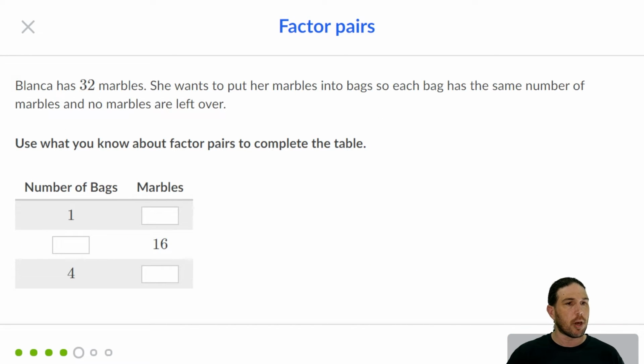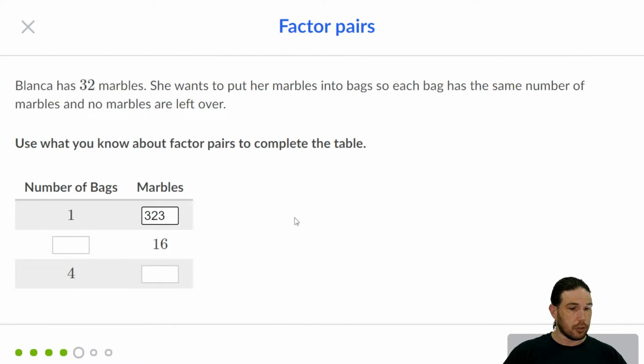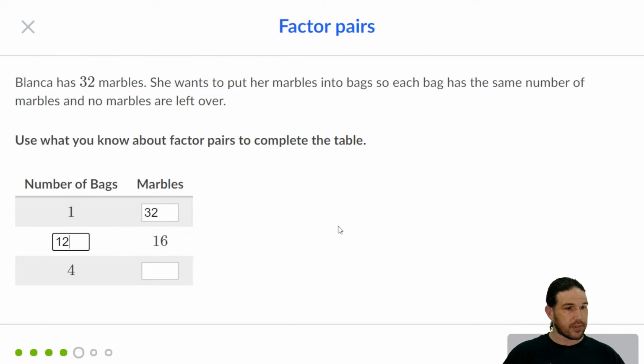Blanca has 32 marbles. She wants to put her marbles into bags, so each bag has the same number of marbles and no marbles are left over. So again, all of the groups have to have the same number of things, and all of the marbles have to be in a group. So we could have one bag of 32 marbles. We could have 2 bags of 16 marbles.